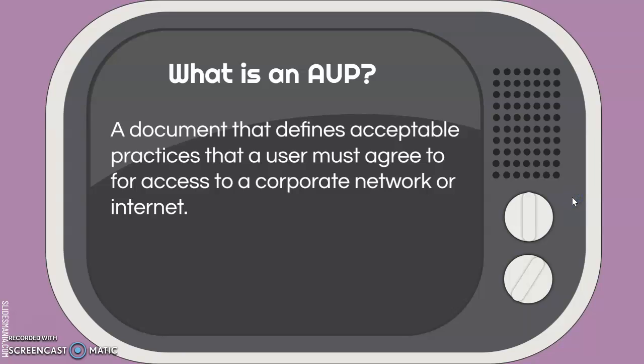What exactly is an AUP? An AUP stands for Acceptable Use Policy, which is a document that defines acceptable practices that a user must agree to for access to a corporate network or internet.